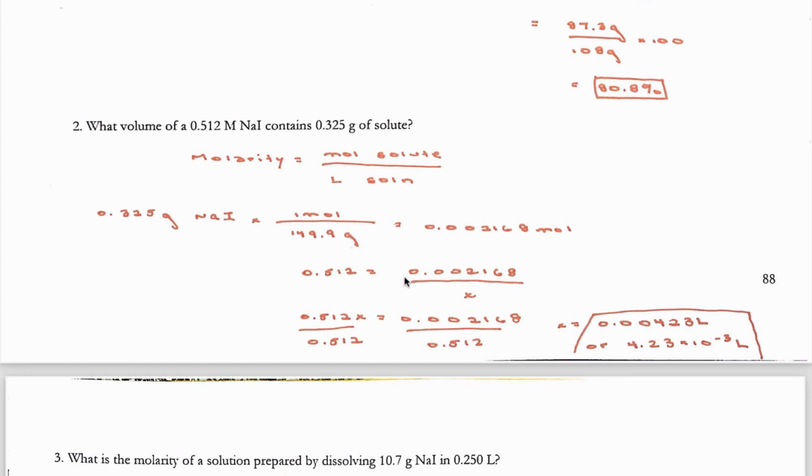That is incorrect. What you need to do is take 0.512, multiply by X, set that equal to 0.002168 times what 0.512 is over, which is a 1, because you're cross-multiplying. So I get 0.512 times X equals 0.002168. I divide both sides by my 0.512, and I get 0.00423, or if you want in scientific notation, 4.23 times 10 to the negative third, and my units are liters. You can always convert this into milliliters by multiplying by 1,000 if you want, but I just didn't stipulate, so you don't need to.